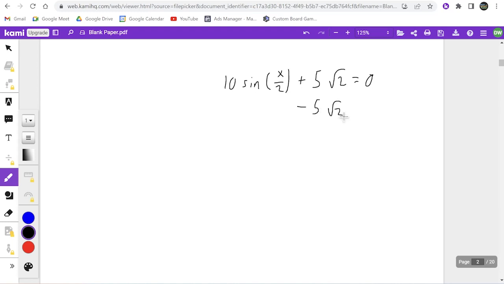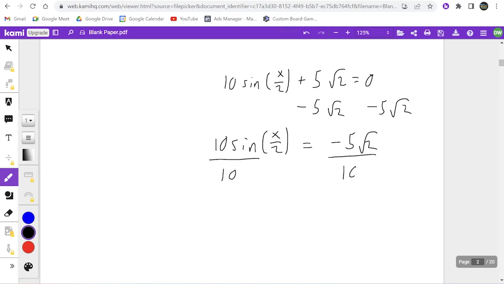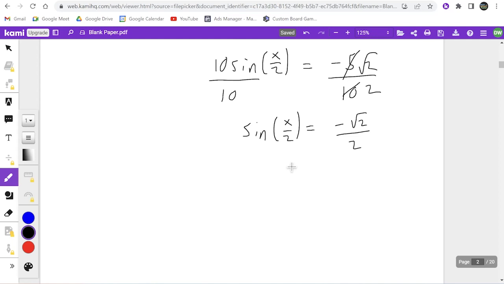First, minus 5 root 2 from both sides. So that's going to be 10 sine of x over 2 is equal to negative 5 root 2. And then you have to divide both sides by 10. So you're going to get sine of x over 2 equals negative root 2 divided by 2. Why? Because 5 divided by 10 leaves you with the 2 in the denominator. So negative root 2 over 2. I know negative root 2 over 2 is the pi over 4 family. And since it's negative, I'm going to be in quadrants 3 and quadrant 4.